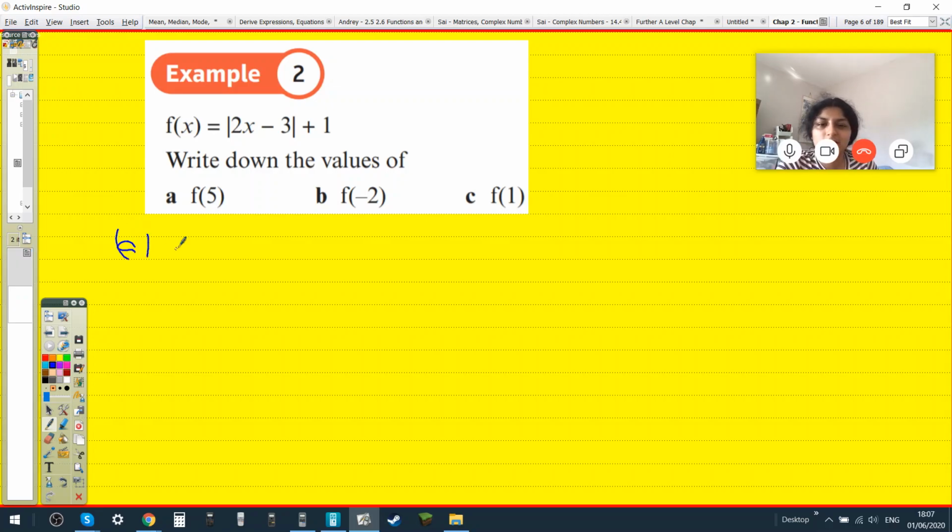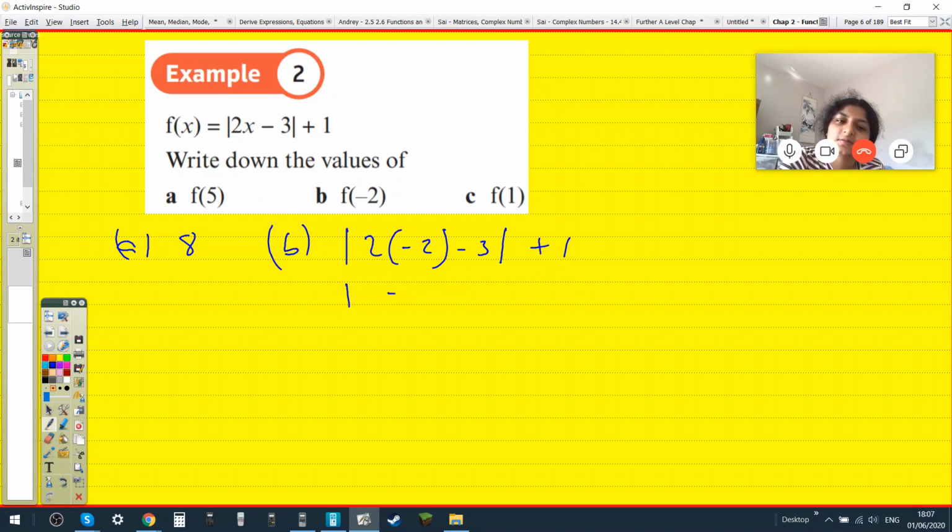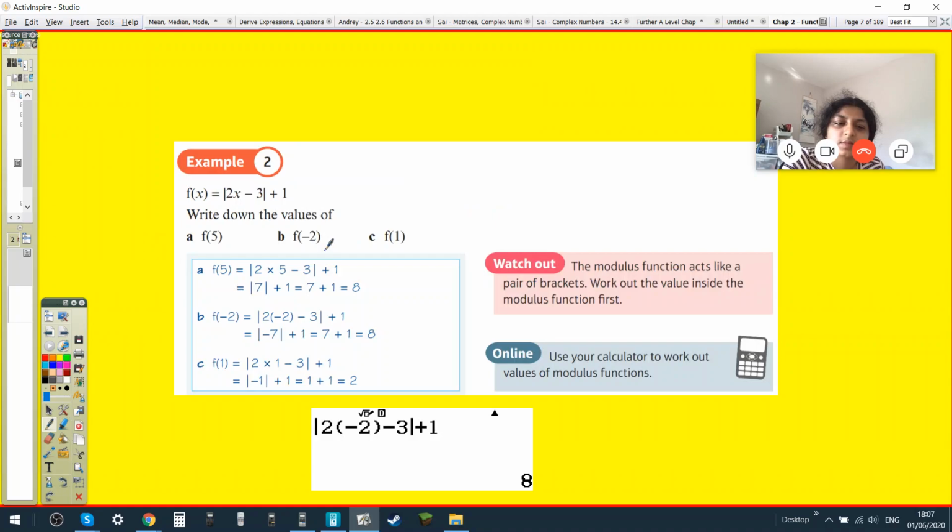So if you put -2 into 2x minus 3, you get -7, but because the modulus is just 7, the answer is 8. That's going to be 8 as well. Modulus of -7. And let's see. That is 7 plus 1, that is 8. So they're both 8. Yes. And you can always just put the whole thing in your calculator.